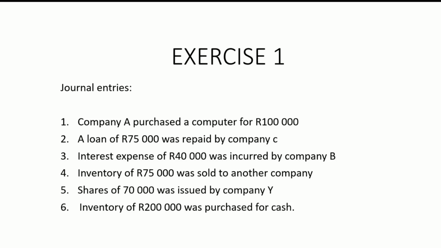Excellent. And then the second one, a loan of 75,000 was repaid by company C. What is the journal entry? It's a loan, debit 75,000, and then the bank 75,000. Good. Excellent. Someone else should give me number 3.